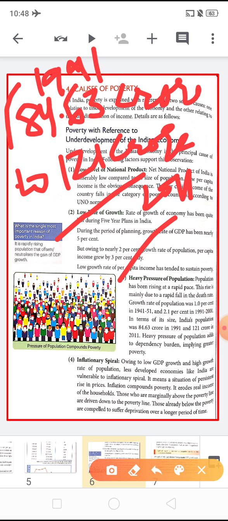Next is the inflationary spiral. Children, inflation is also owing to the low GDP growth and high growth rate of population. Less developed economies like India are vulnerable to an inflationary spiral. It means a situation of persistent rise in prices. Inflation compounds poverty and it erodes the real income of households as well.